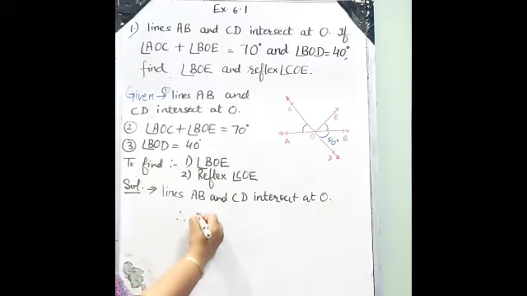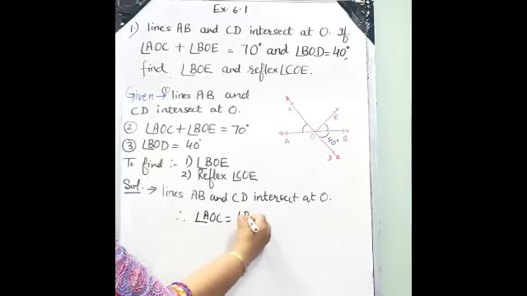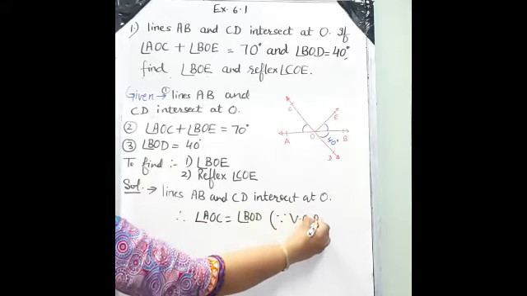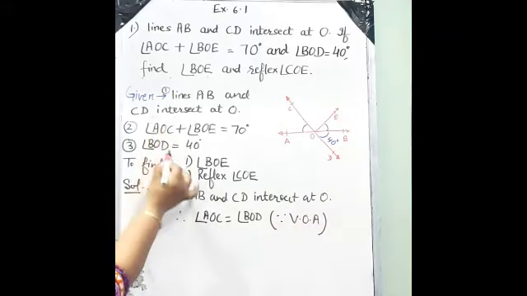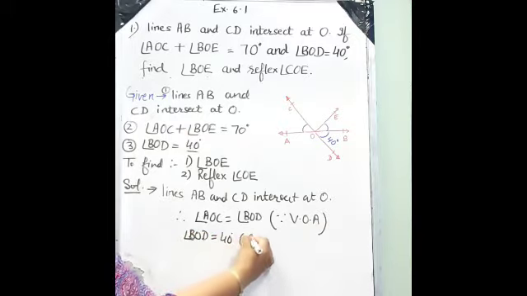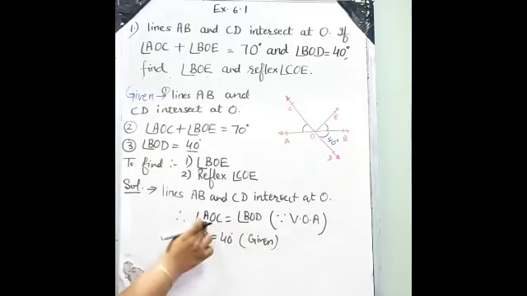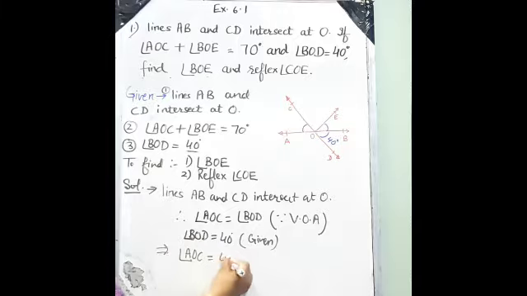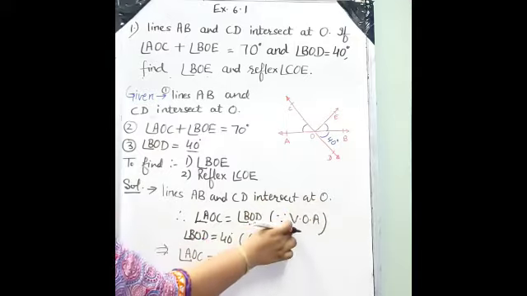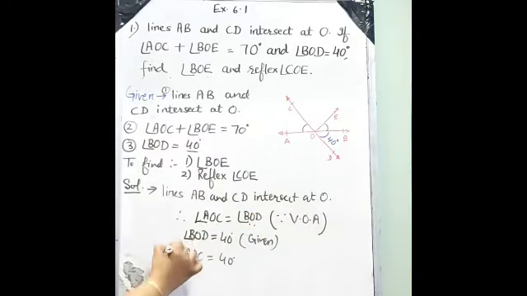Therefore, angle AOC equals angle BOD because of vertically opposite angles. Now angle BOD equals 40 degrees, it is given. This implies angle AOC is also equal to 40 degrees, because both angles are equal to one another, the reason being they are vertically opposite angles.